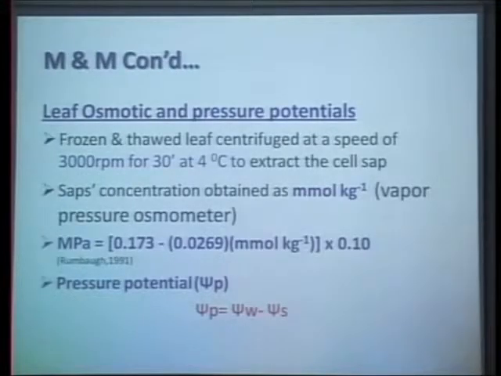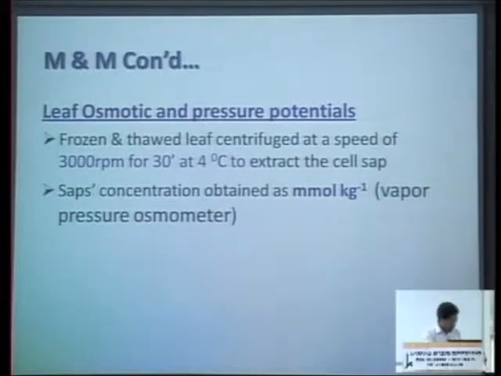As I told you before, half of the samples taken from the water potential measurement were frozen and thawed, and then centrifuged at a speed of 3000 rpm for 30 minutes to extract saps. The temperature was adjusted at 4 degrees centigrade. Then the sap concentration was obtained in millimoles per kilogram using a vapor pressure osmometer.